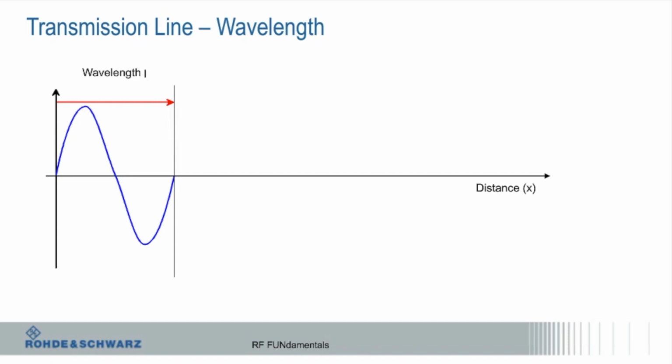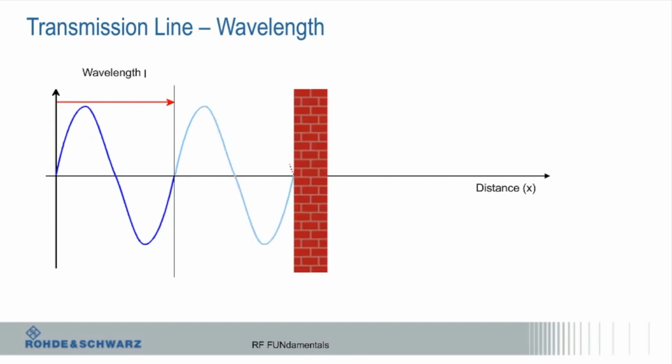Okay, so wavelength, I kind of talked about that, but it's really the distance for one period of a sine wave. I guess it doesn't have to be a sine wave, but anyways. So it'll continue on. Maybe you hit some obstruction. So in this case, we're talking about a reflection, right? So that signal is now bouncing back.